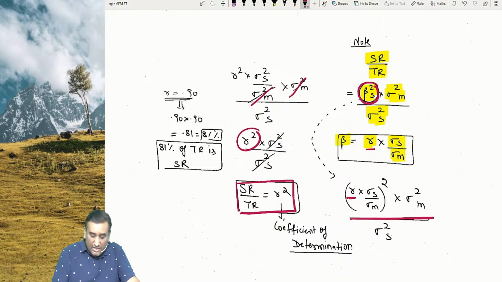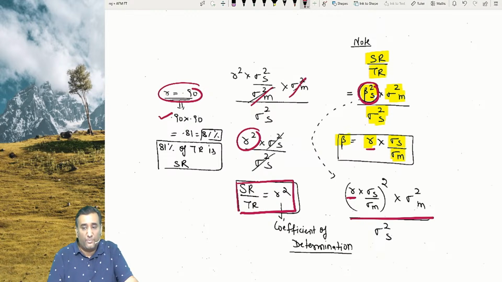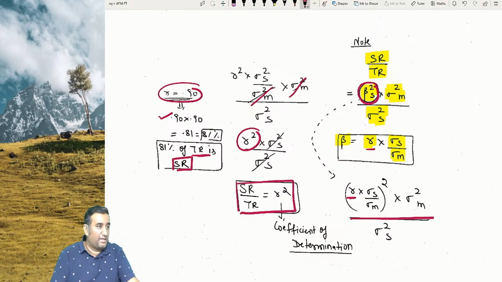Way of reading is, if R is 0.9, we read 0.9 into 0.9 is 0.81, that is 81% of the total risk is nothing but systematic risk, R square. The question we were doing, in that R square was given what? 0.18. It means that 18% of the total risk is nothing but systematic. That means if R is stronger, R square would be stronger. Stronger R square would represent systematic risk as a proportion of total risk would be stronger.